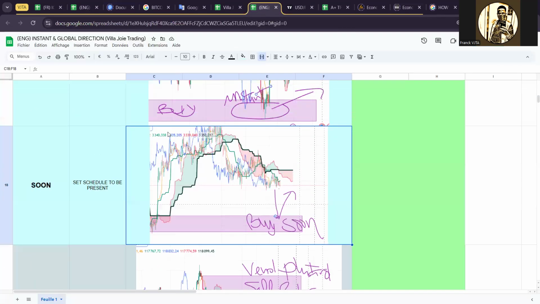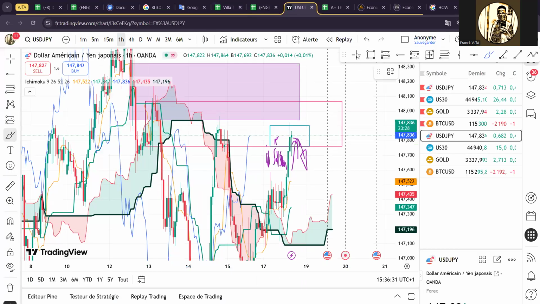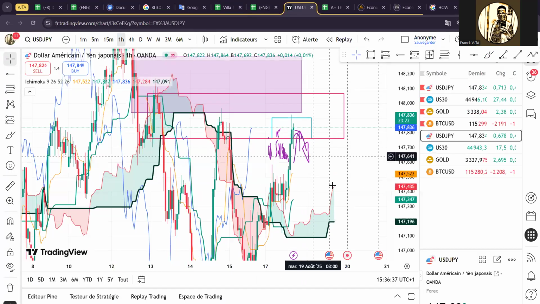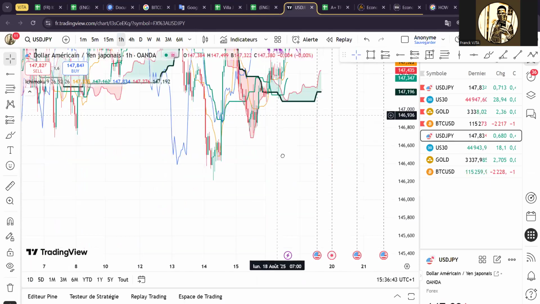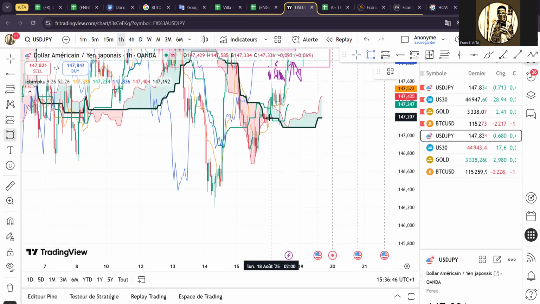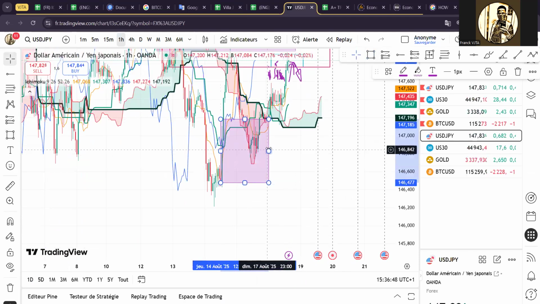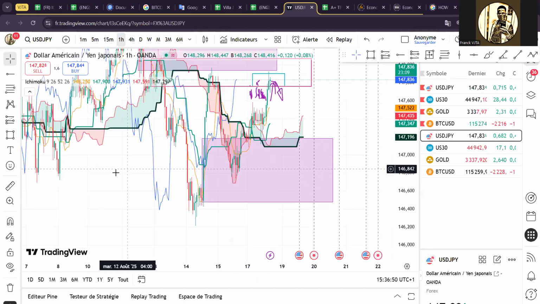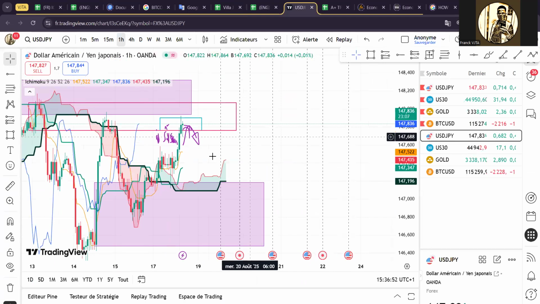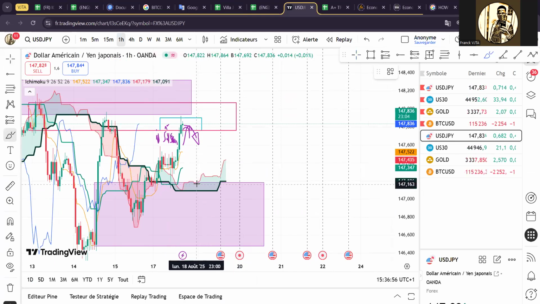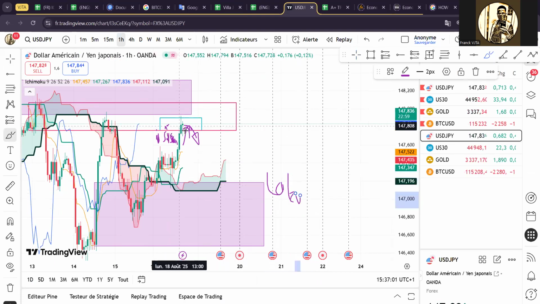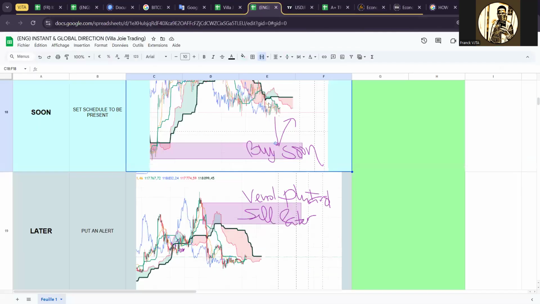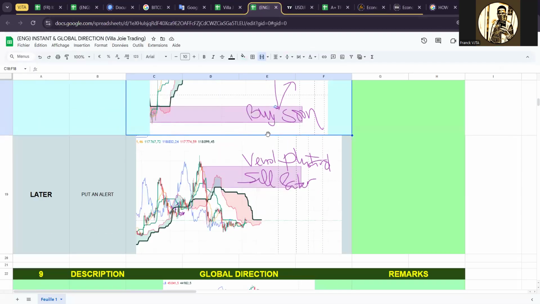But another time, another option is that it can also be a sell later, a buy later. For example, this zone right here has not yet been tested, and the price is not near to make a reversal in 1 hour. So this zone can be a buy later if the price comes back here. It will take a lot of time, like you see in this screenshot.